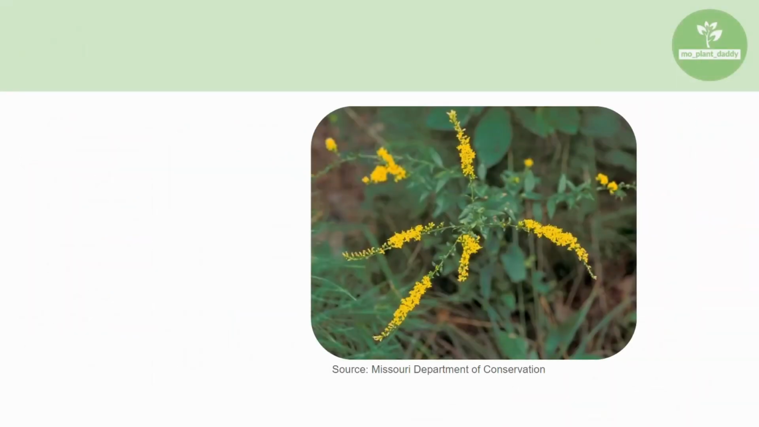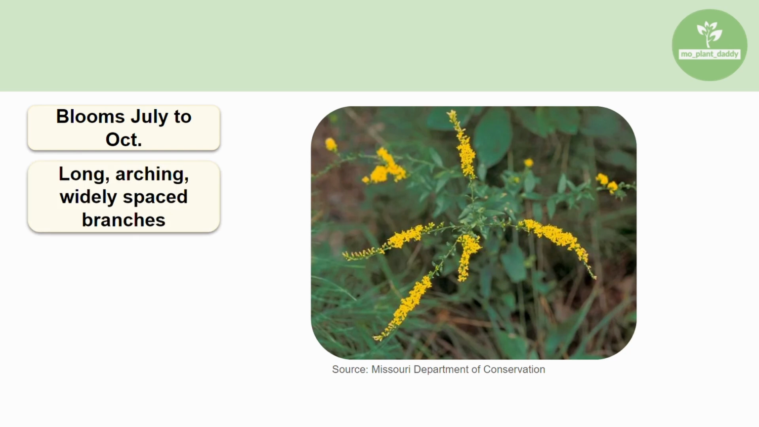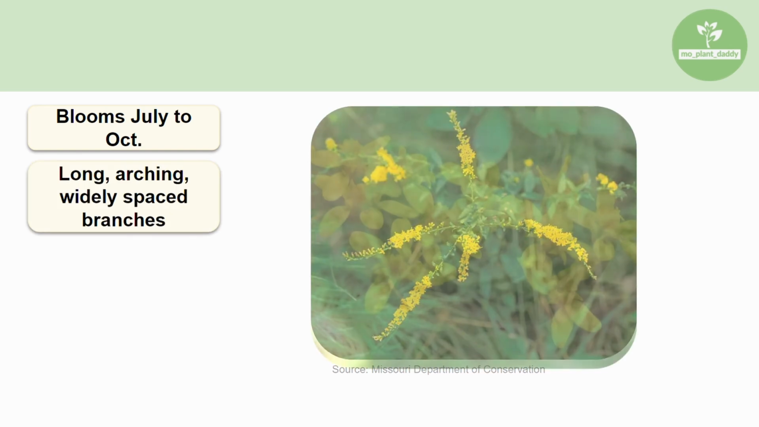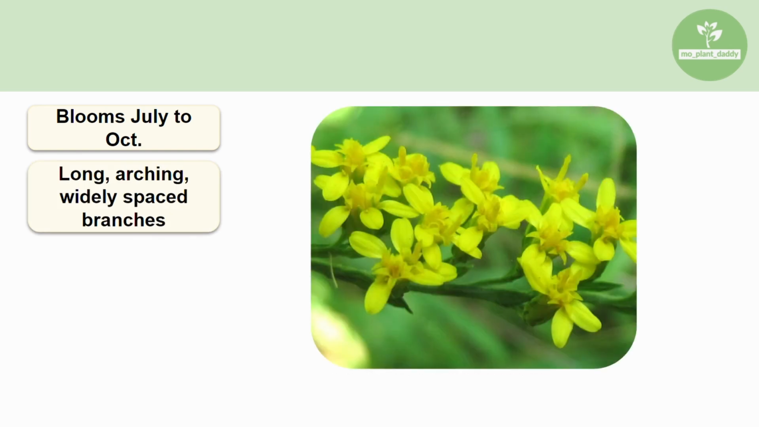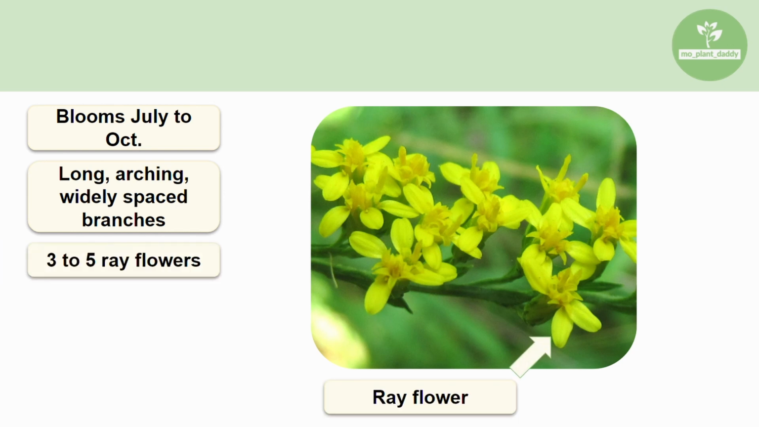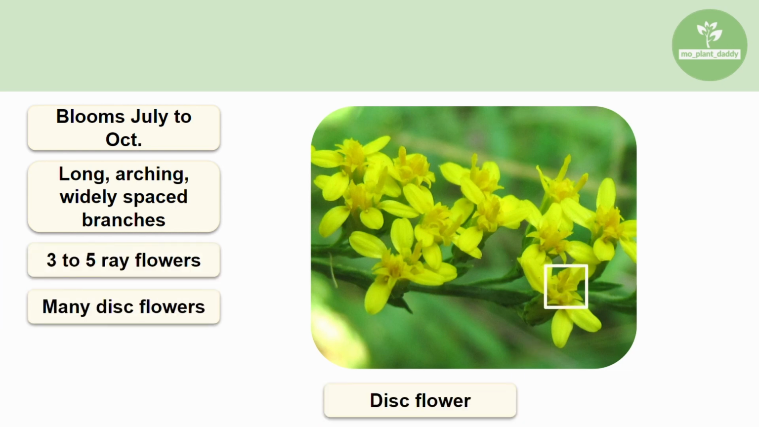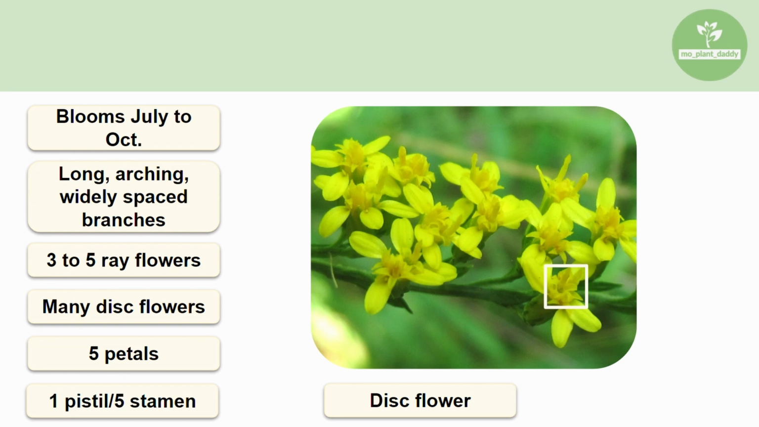Alright, now the flowers of an Elmleaf goldenrod bloom from July to October. And when they do, they form somewhat of a pyramidal inflorescence with long, arching, widely spaced branches and many perfect yellow flowers. Each flower will have 3 to 5 ray flowers with many disc flowers. Those disc flowers, which are inside of the ray flowers, will each have 5 petals, 5 stamen, and 1 pistil.